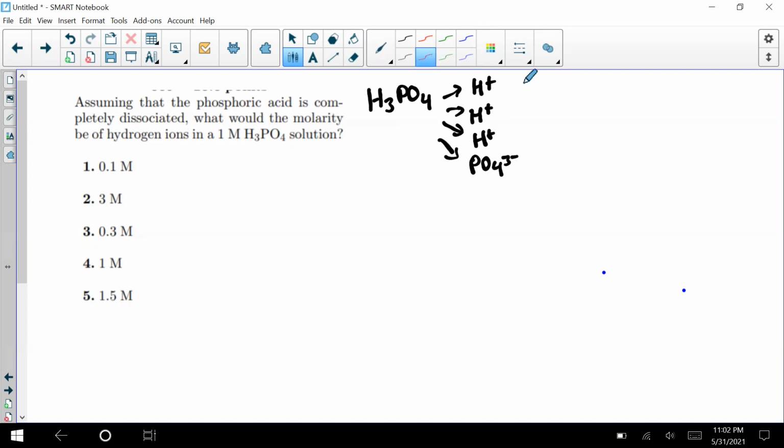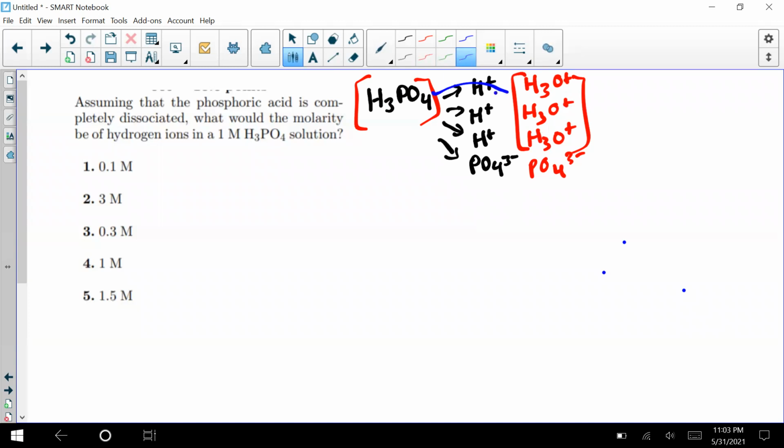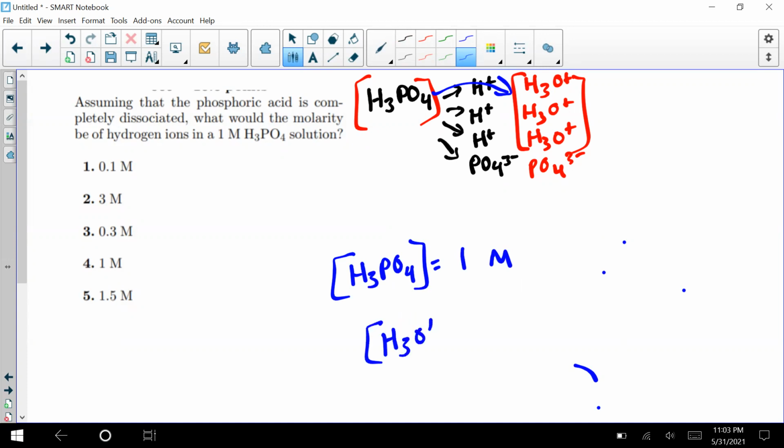And of course, each of these H pluses are going to turn into hydronium. In reality, this is what we're really going to get. A triprotic acid, if it fully dissociates, will give you 3 hydroniums plus whatever your anion is, the negative ion. So the concentration of this compared to the concentration of these hydroniums, it's like a 3-fold increase. See that? For every 1 H3PO4, you're going to get 3 H3O pluses. So if my concentration of H3PO4 is 1 molar, then my concentration of H3O plus is going to be, think about it, 3 molar.